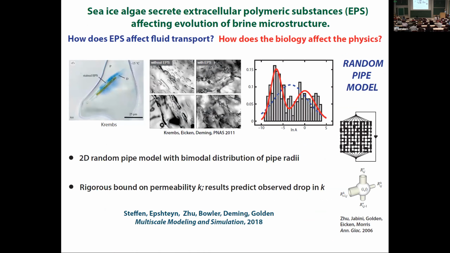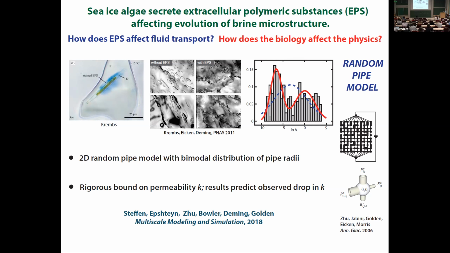However, when there's algae in the ice, well, that kind of tends to mess up the transport of salt, the drainage of salt as it's forming, and you get more fractal type of inclusion. So one of my PhD students did a beautiful study of how EPS, extracellular polymeric substance, which is secreted by these algae, affects fluid transport. In particular, the typical question is, how does the physics affect the biology? Here we're asking, how does the biology affect the physics?